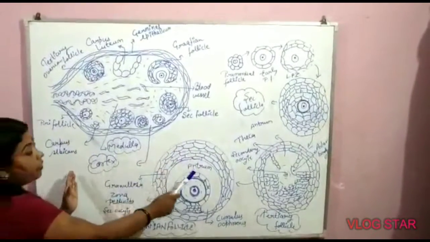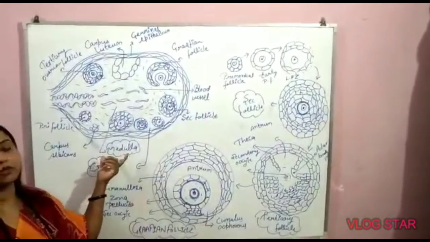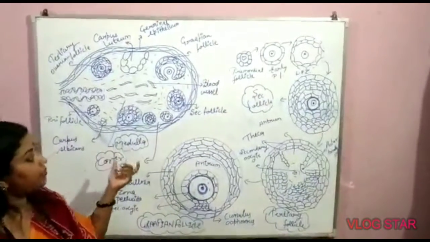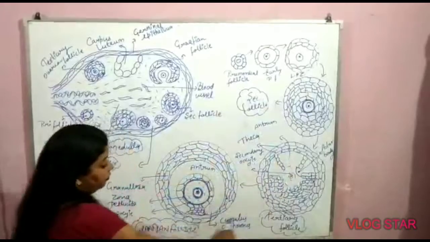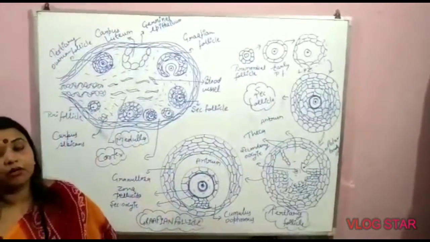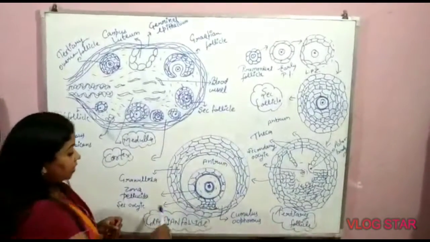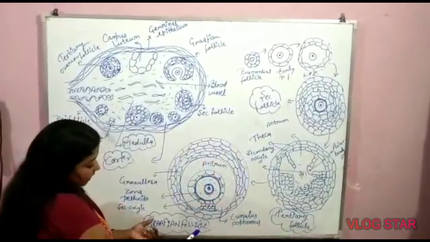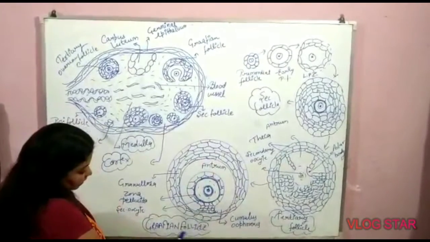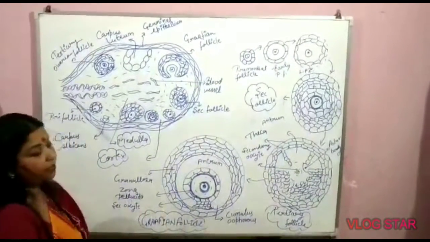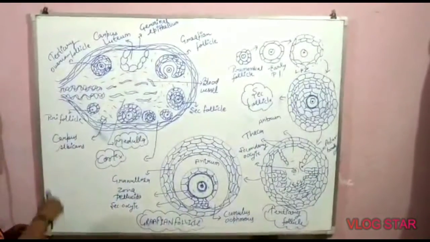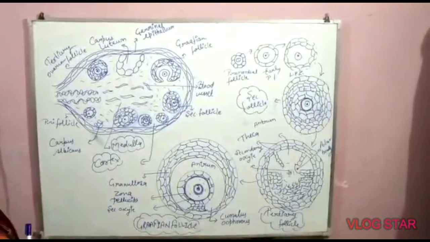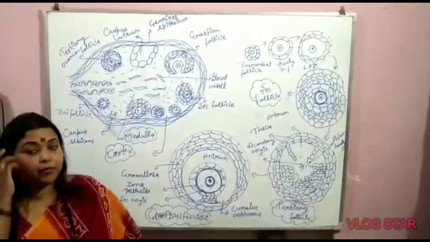Both are very important. The transverse section of the ovary is important as a diagrammatic question for 2 marks, and development of the follicle is also important for 2 or 3 marks, and this is the completely mature follicle named the Graafian follicle. This is also important for a 2 marks question. So please pay attention and draw all these diagrams in your notebook and practice them properly.